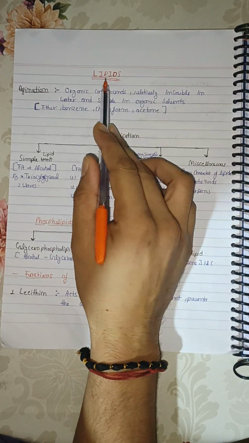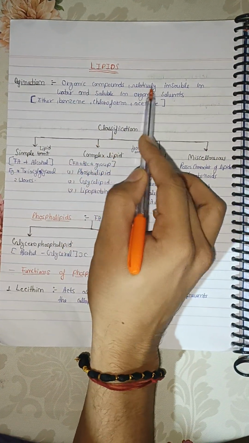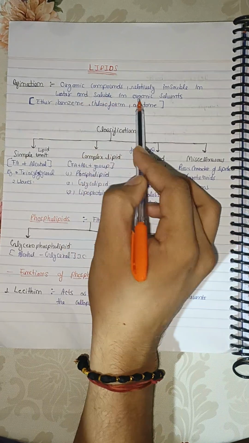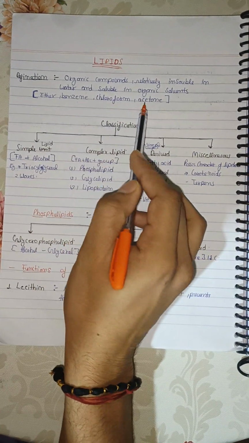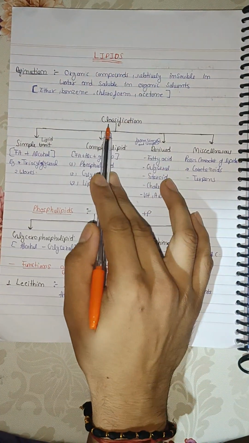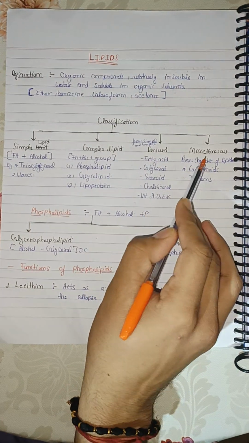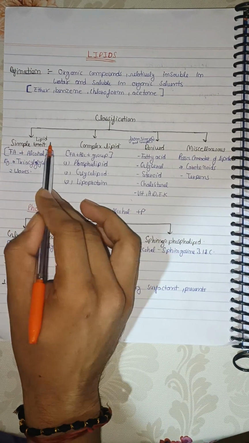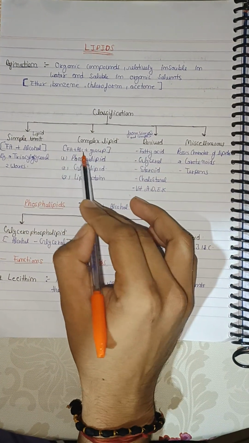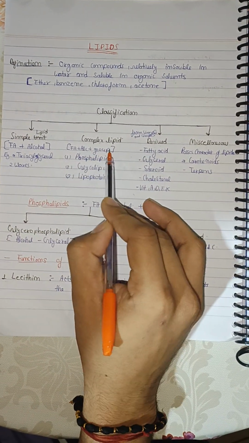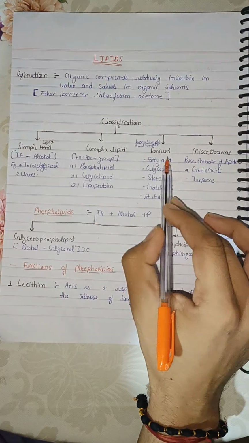So my second topic is lipids. What are lipids? Lipids are organic compounds relatively insoluble in water and soluble in organic solvents. Examples are ether, benzene, chloroform, and acetone. Lipids are classified into four parts: simple lipids, complex lipids, derived lipids, and miscellaneous. Simple lipids are fatty acid plus alcohol. Complex lipids are fatty acid plus alcohol plus a group. Here the group can be phospholipid, glycolipid, and lipoproteins.